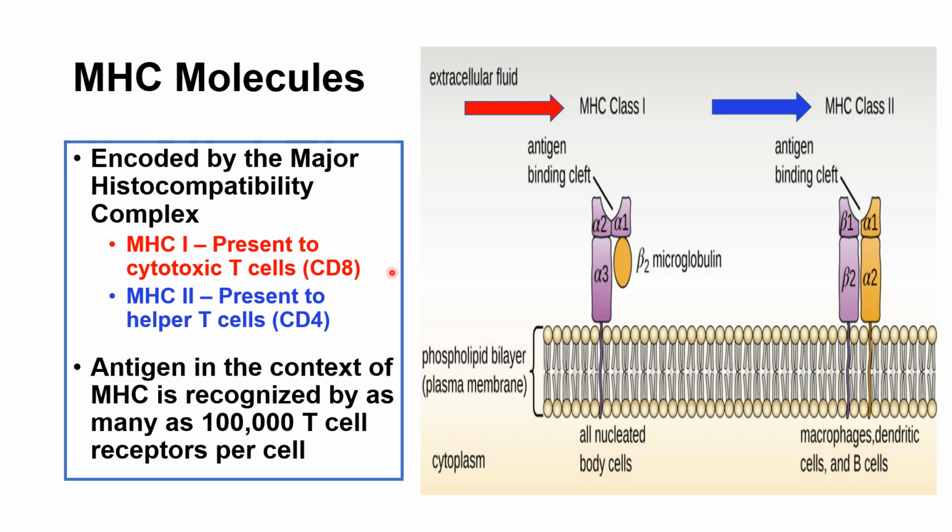Now, the MHC molecules, which are encoded by the major histocompatibility complex, are of two types, MHC1 and MHC2. MHC1 is responsible for presenting the antigen to the cytotoxic T cells, here we can see, and MHC2 presents the antigen to the helper T cells. The antigen in the context of MHC is recognized by as many as 1 lakh T cell receptors per cell.